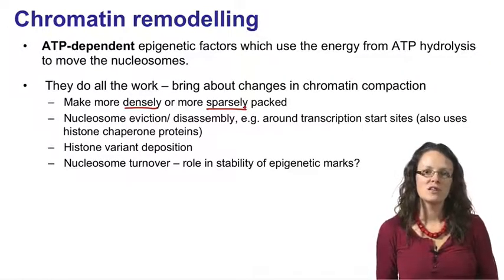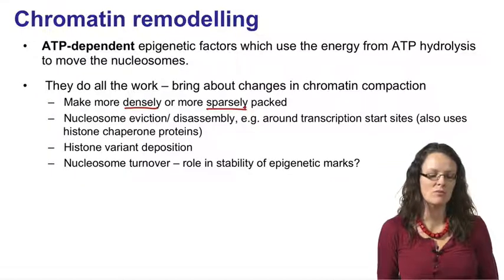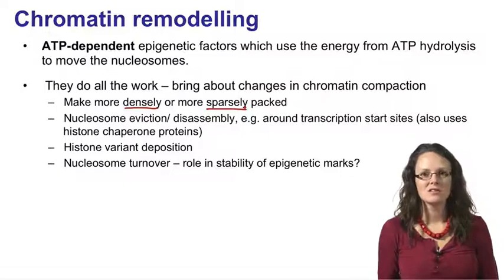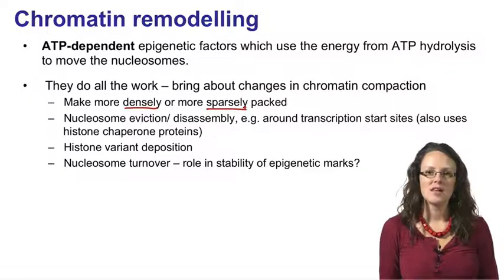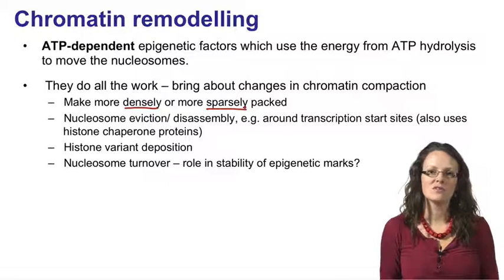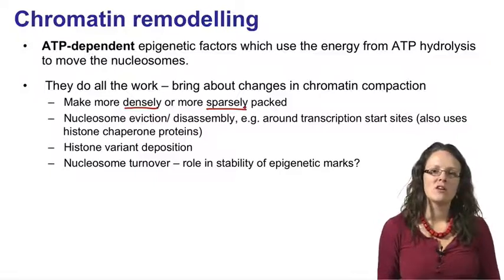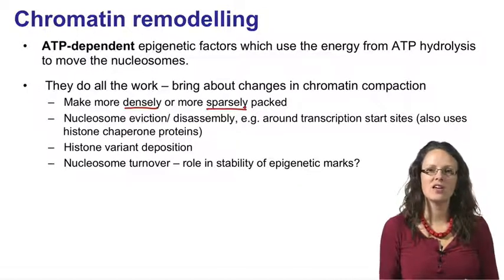We also know that the chromatin remodelling complexes are involved in histone variant deposition. What I'll come to in one of the next lectures is talking about these histone variants. And they need to be incorporated into the nucleosomes by these chromatin remodelling complexes. And finally, the chromatin remodelling complexes can have a role in nucleosome turnover. Now, what we've been speaking about in previous lectures is how you can have mitotic heritability of epigenetic marks. And clearly, if the nucleosomes can be turned over, they can be refreshed or renewed without relying on changes in the cell cycle, then this could alter mitotic heritability.